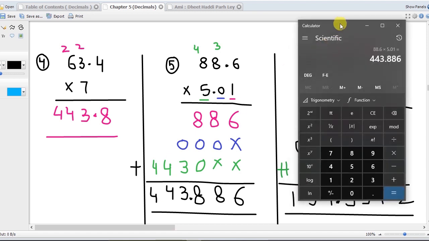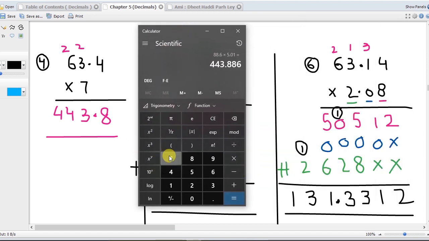Let's just verify our answer. So the question is 63.14 times 2.08. 131.33, 131.3312. Yeah, our answer has matched. So that's nice. Okay. So this is how you can solve these questions without using a calculator, and this is pretty easy.